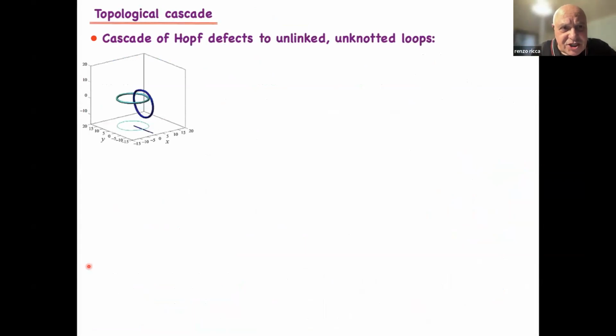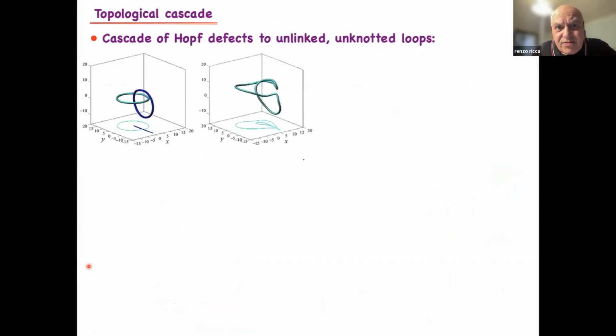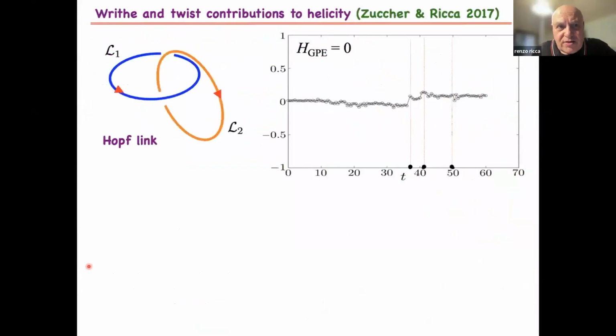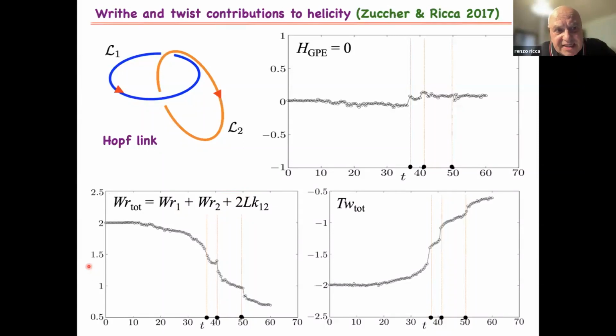Simone's numerical simulation. Here we have a Hopf link, and then there is a reconnection, and the reconnection with the formation of a single loop, and then, as we know, a kind of cascade to small rings. If we go to take measures of this helicity, we can show that indeed it remains basically conserved and equal to 0. The black dots denote points of reconnections, and here we have the split of the contribution from total writhe and total twist that, as you see, evidently compensate one another.